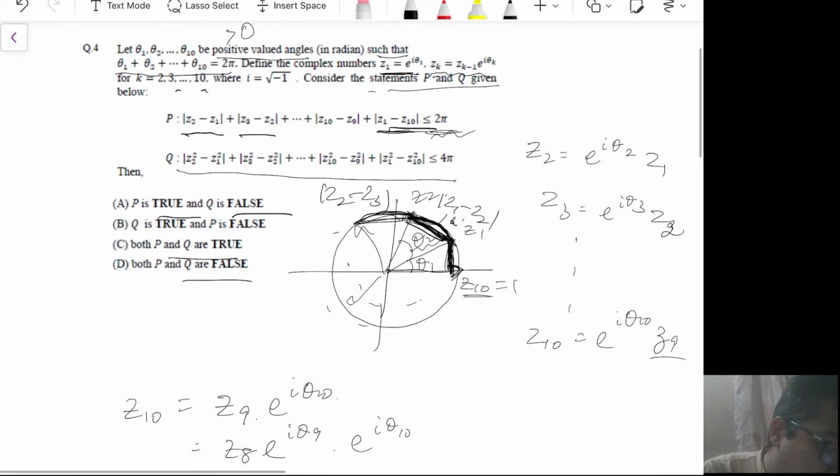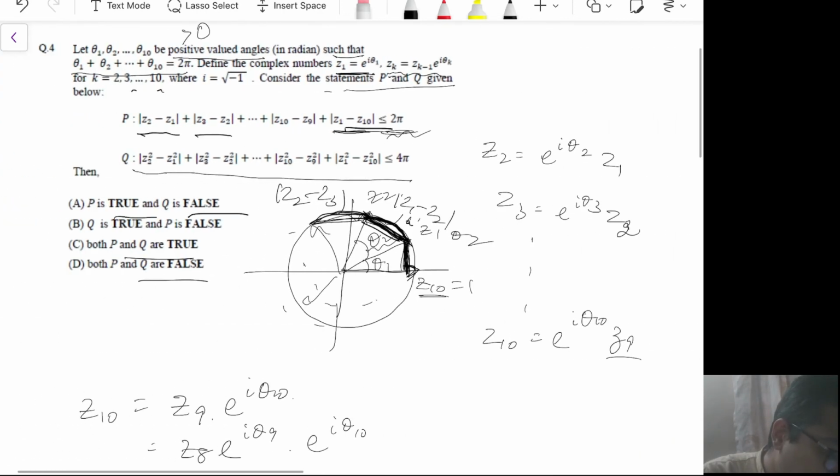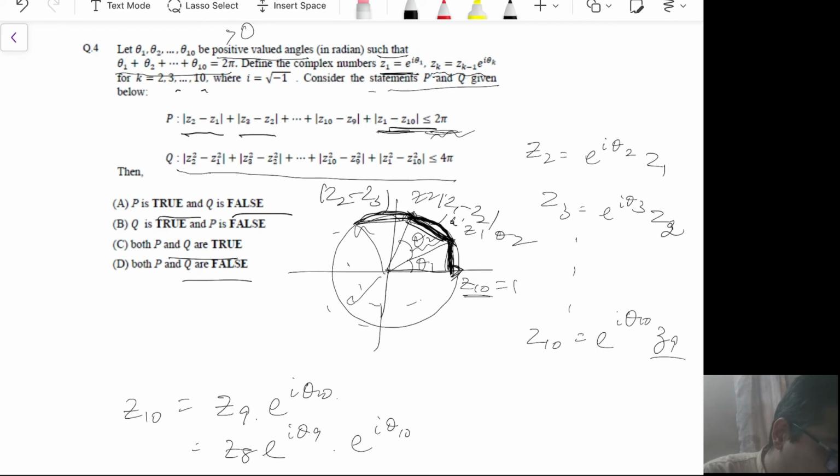and so this chord length is less than or equal to theta 2. Similarly, if I apply similar logic, I'll get that the remaining chords are also less than or equal to theta 3, theta 4, and so on, and this chord subtends an angle of theta 1, so it is less than or equal to theta 1. So the sum of these chords is less than or equal to their corresponding arc lengths, which add up to theta 1 and so on, and it is equal to 2 pi.